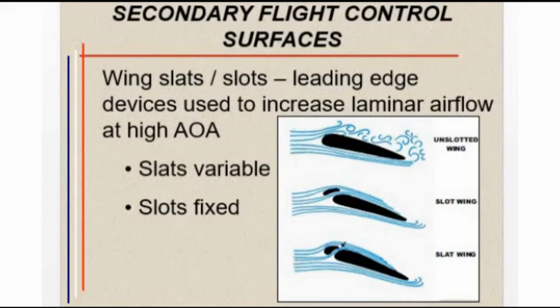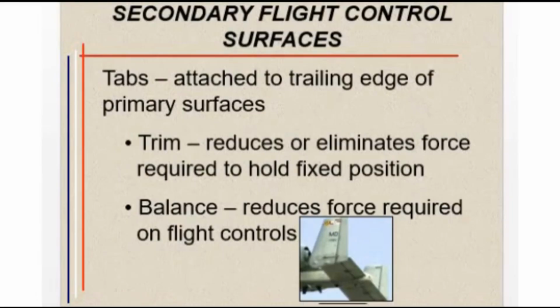Tabs of an aircraft. These secondary controls make the aircraft easier to fly by reducing the amount of force required to move the primary controls and to hold them in position. Tabs are also used to help correct any imbalance in the aircraft.